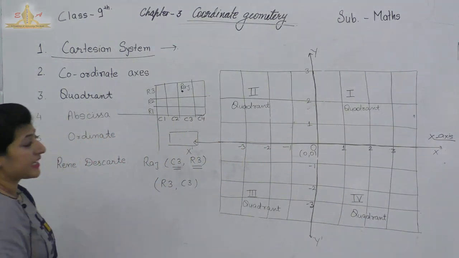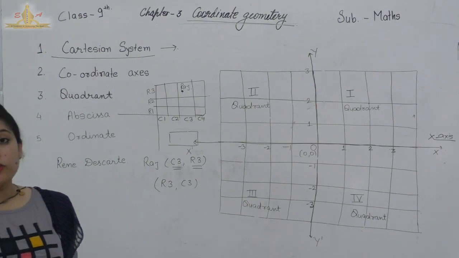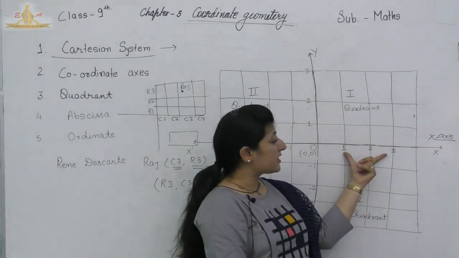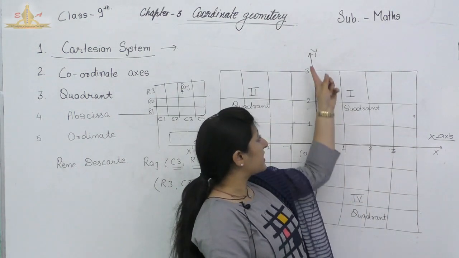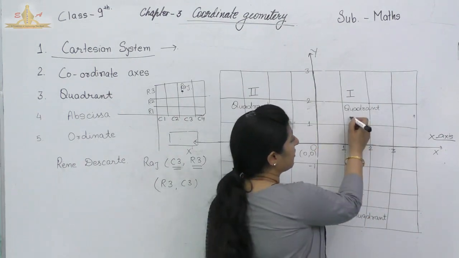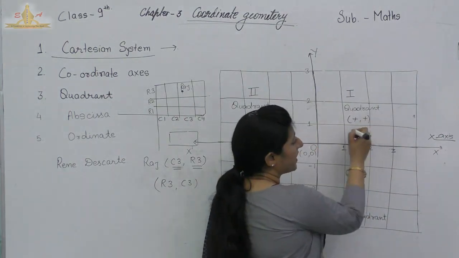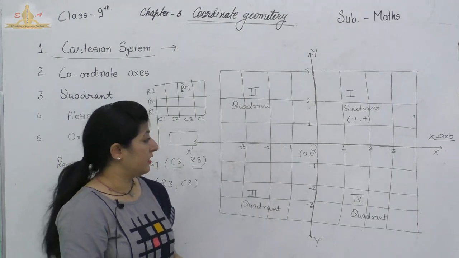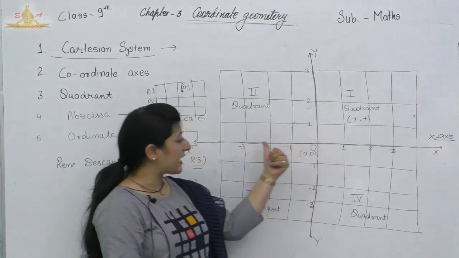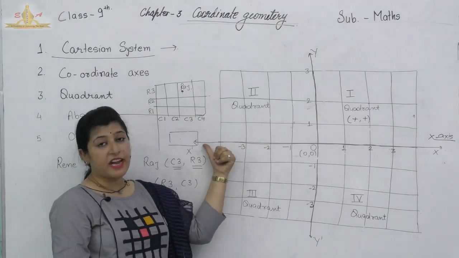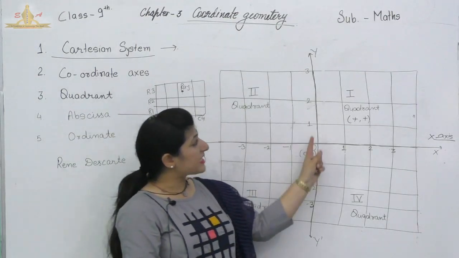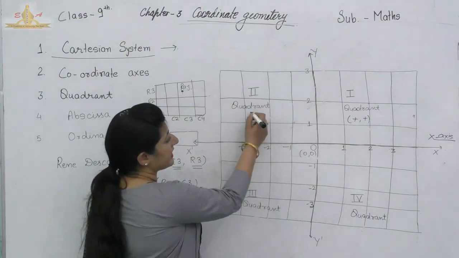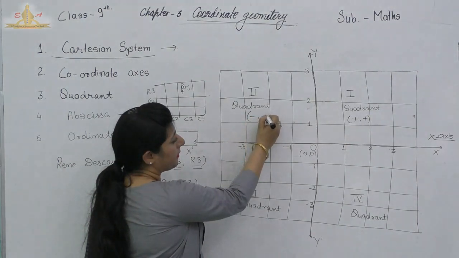Now we will check the sign of each quadrant. In the first quadrant, the x-axis positive part is here and the y-axis also positive. So the sign convention of the quadrant is plus, plus. Now see the second quadrant. When we move on the x-axis, this is the negative x direction. On the y-axis, positive y direction. So this quadrant's sign is minus, plus.